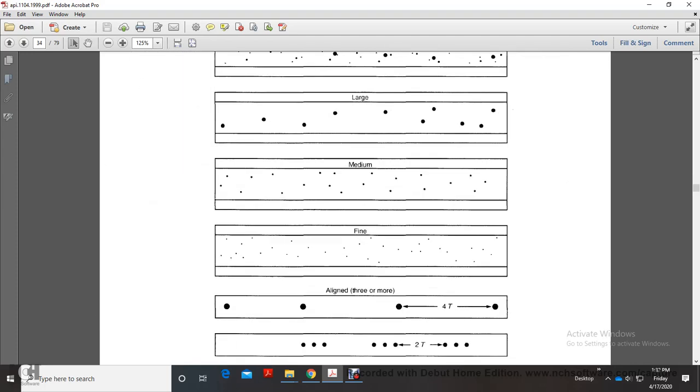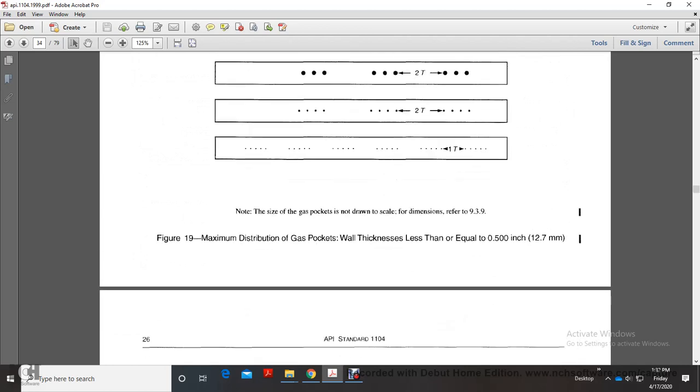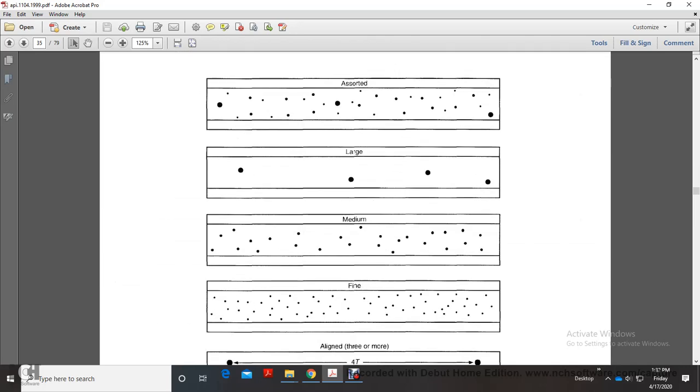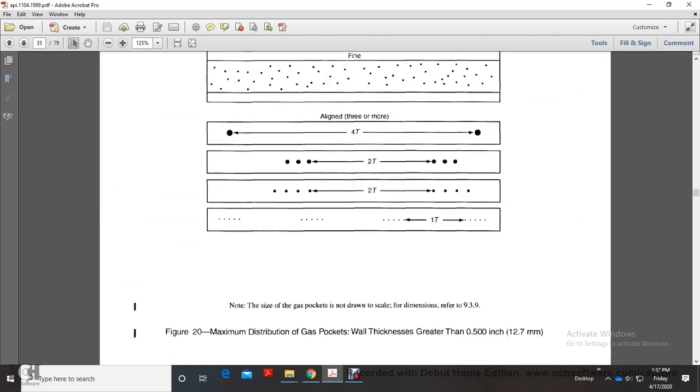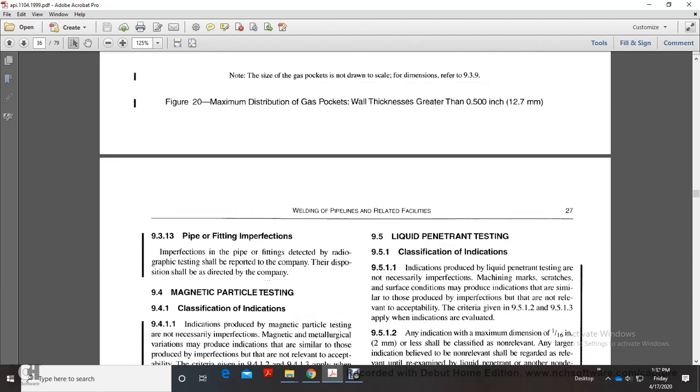Assorted large, medium, fine, and a line of 3 or more. Maximum distribution of gas pockets with wall thickness greater than 1/2 inch or less than or equal to 1/2 inch. Assorted large, medium, fine, line of 3 or more. Maximum distribution of gas pockets with wall thickness greater than 1/2 inch.